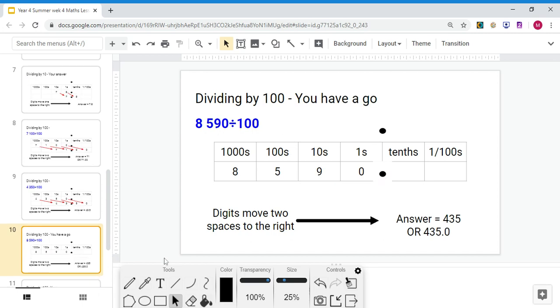So here we have 8,590 divided by 100. Why don't you have a go and see if you can get the correct answer? Pause the video.